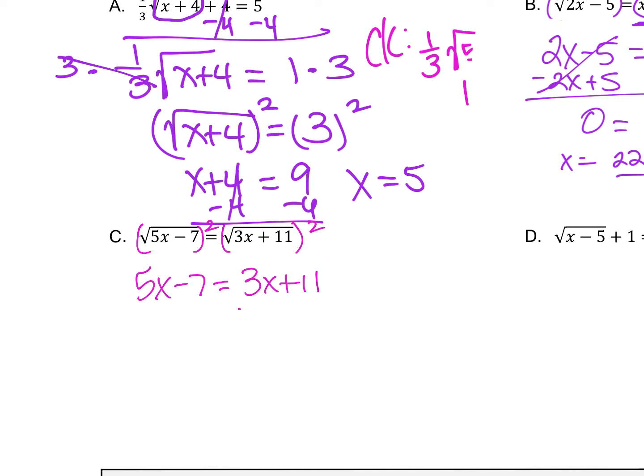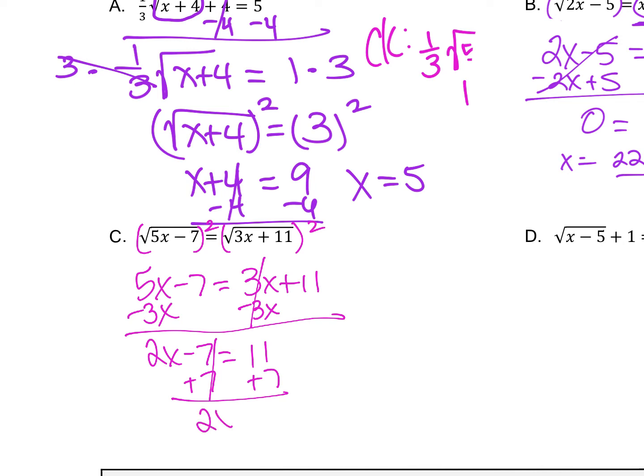This is a linear equation, so I need to move the x's to one side. Doesn't matter which side. That's 2x minus 7 equals 11. So then add 7. You get 2x equals 18, so x will equal 9. So we need to check it.